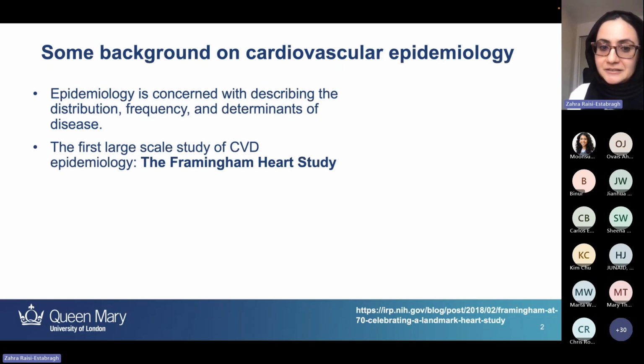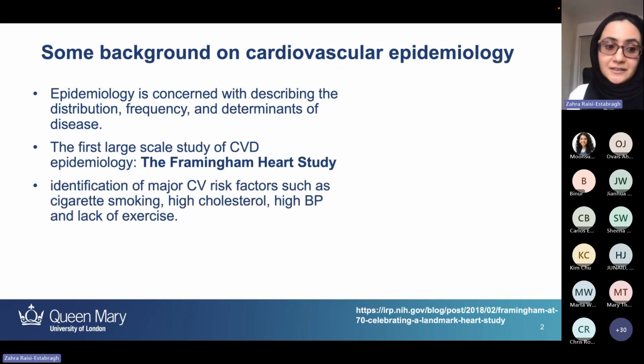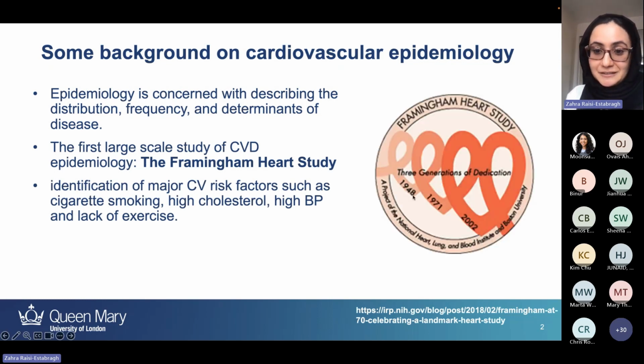This is a population study which recruited the residents of a small town in the US called Framingham in the USA. And this study resulted in some really seminal findings. It was the first study that highlighted major cardiovascular risk factors such as cigarette smoking, high cholesterol, high blood pressure, and lack of exercise. The study itself was launched in 1948, and since then, subsequent generations of the Framingham cohort have continued to contribute to the project.